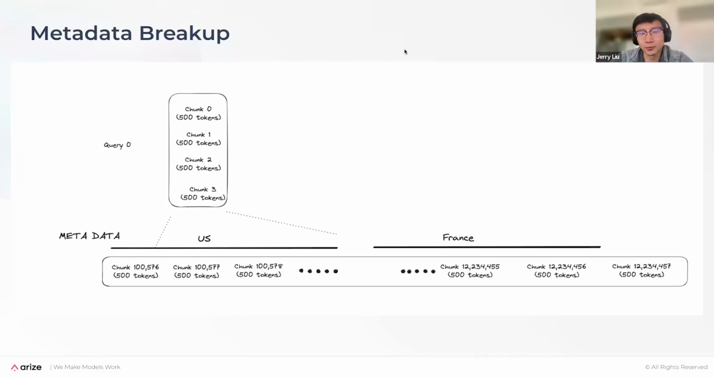So what types of metadata does this include? It could include very simple numerics, like, oh, for a given PDF, what's the page number, right?